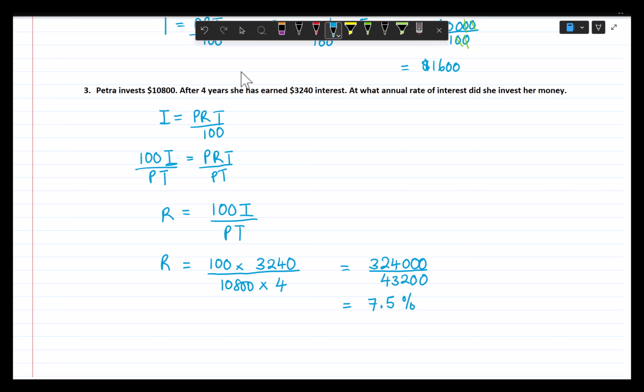So that is it, guys. This is how you calculate the interest using the formula. You simply play around with the formula, because sometimes you can be asked to find the time in years. Other times you can be asked to find the amount of money that was invested. So you just play along with the formula.